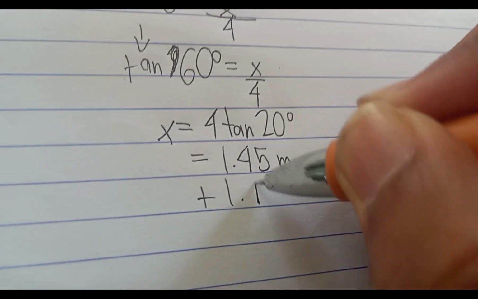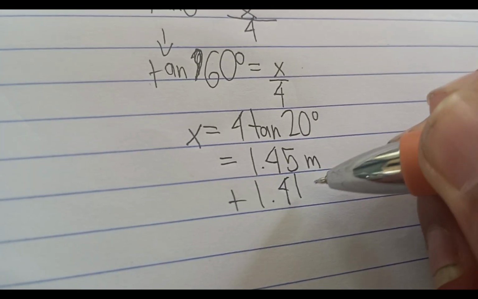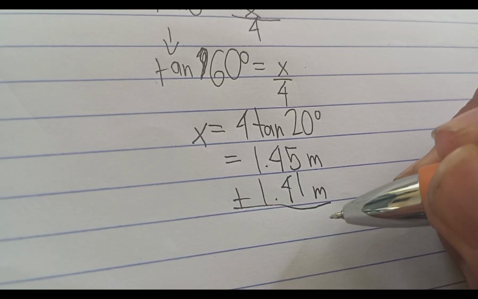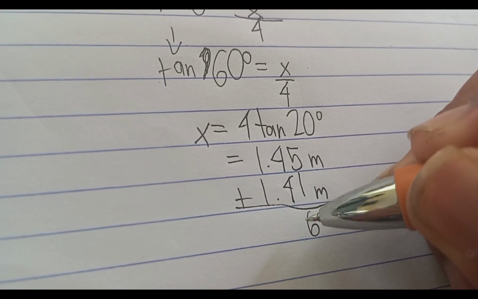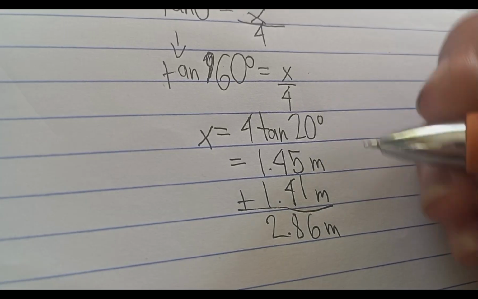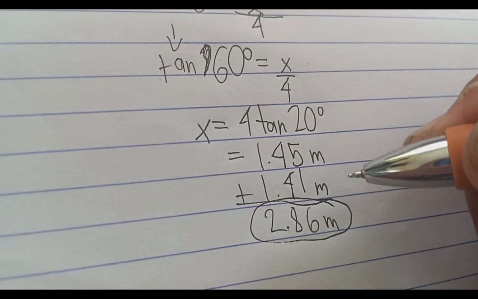Add the 1.41 meters of height to the 1.45 meters, the answer from the tangent. Then that would be 2.86 meters. And that is the final answer.